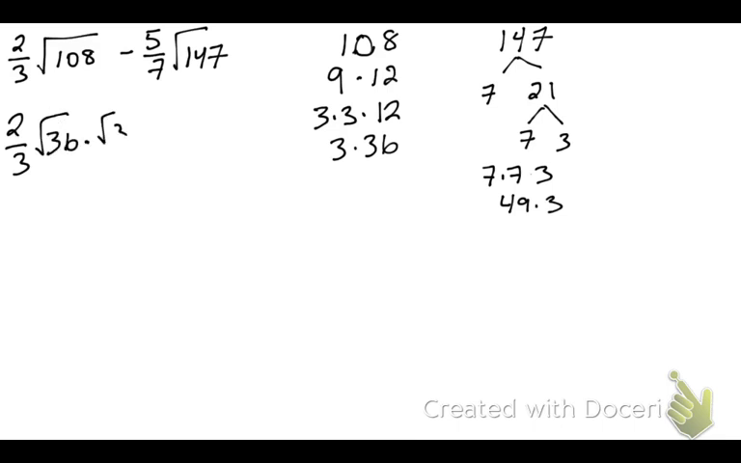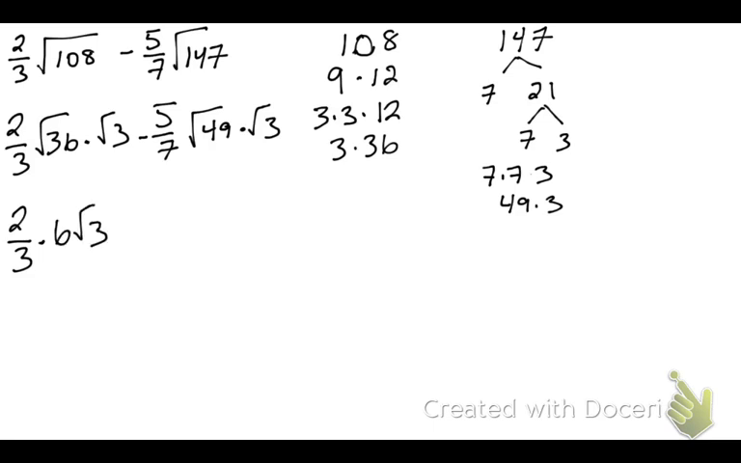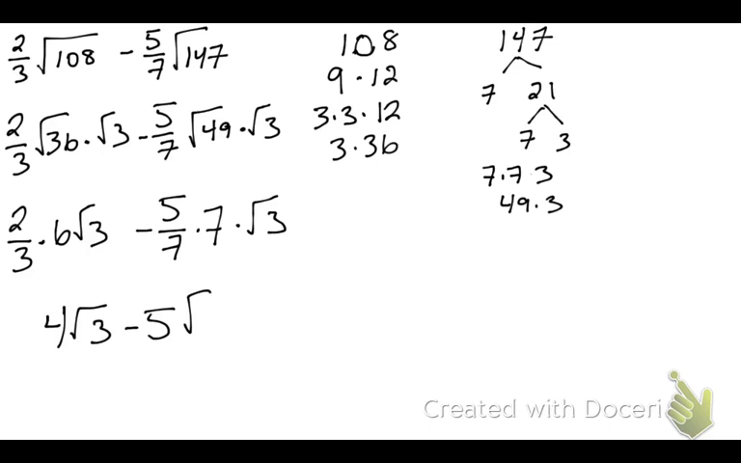times the square root of 3, and 147 was the square root of 49 times the square root of 3. That's not so involved. And since the square root of 36 is just 6, and the square root of 49 is just 7, we would end up with 4 root 3 minus 5 root 3, which is negative 1 root 3.